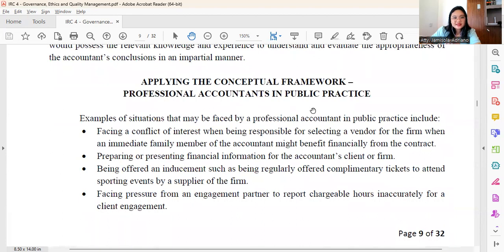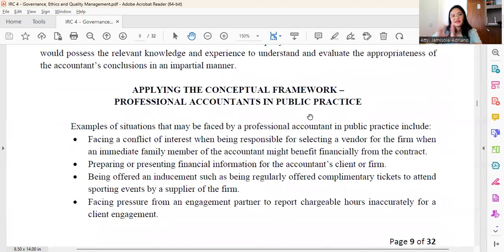Okay, so let's now apply the conceptual framework to the professional accountants in public practice. So this application will be discussed in the next part of this discussion.